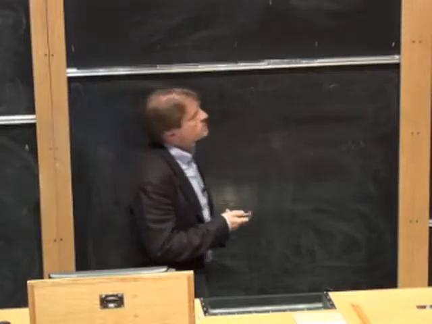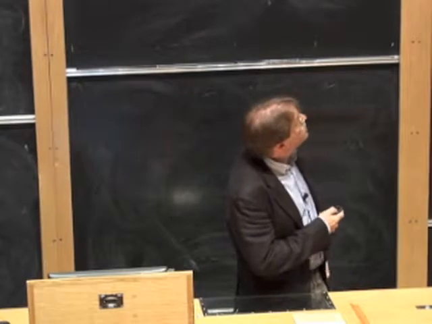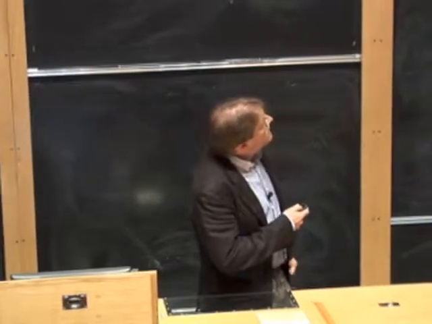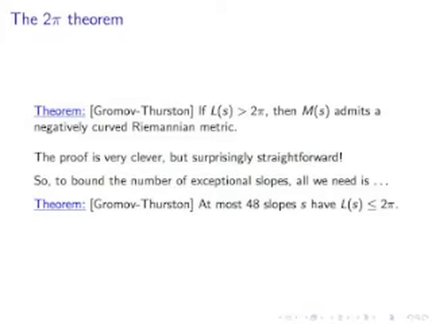And Gromov and Thurston proved their so-called 2 pi theorem. They proved that if the slope length is more than 2 pi, then the manifold that you get admits a negatively curved Riemannian metric. And the proof is very clever, but it's surprisingly straightforward. What you do is you just take your manifold, you remove a horoball neighborhood of its ends, and then you just glue in a negatively curved metric which patches up near the boundary. And you can do that as long as, they show that you can do that as long as the slope length is greater than 2 pi.